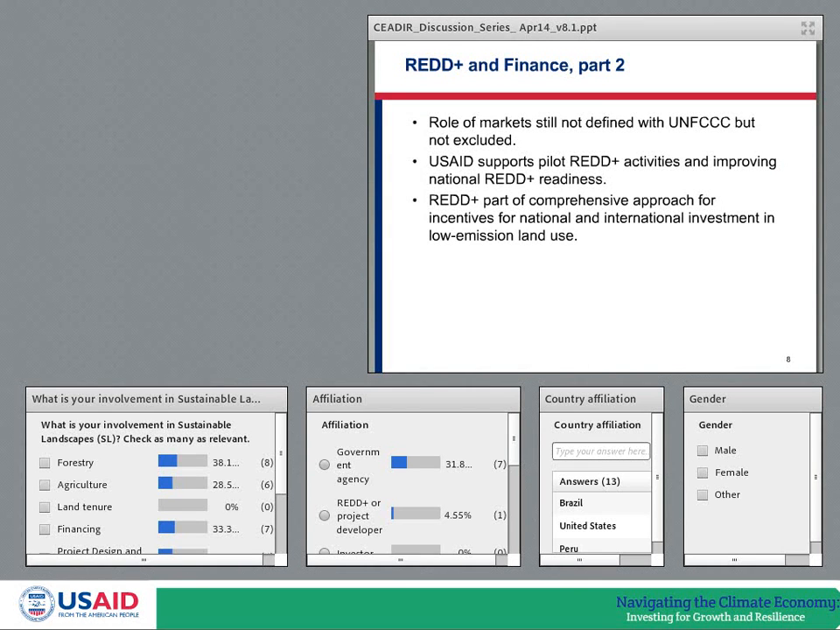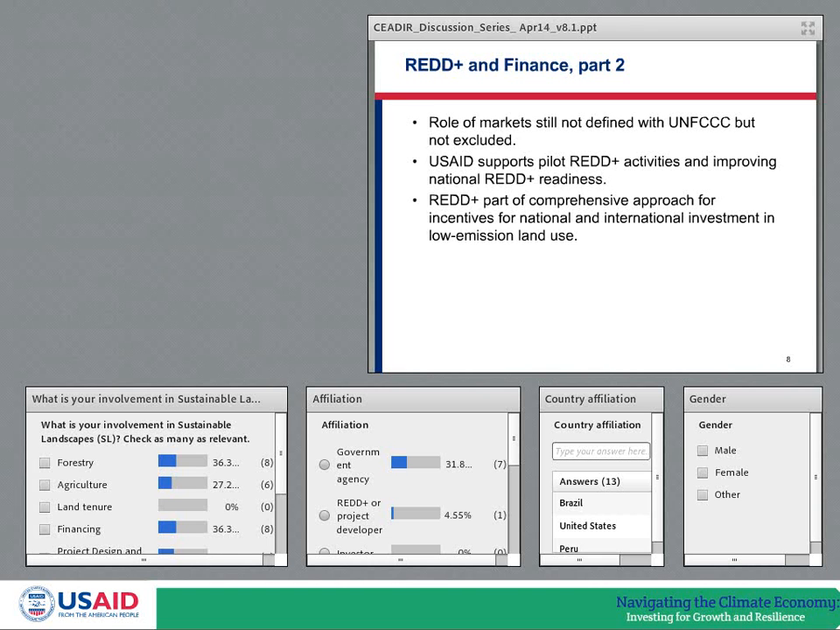USAID is supporting some pilot REDD+ activities, as well as improving national REDD+ readiness. By that we mean the ability to plan and prepare strategies for REDD+ and capacity development activities. So REDD+, we view it as part of a comprehensive approach for incentives for national and international investment in low emission land use. So I'd like to turn it over now to Bob O'Sullivan.